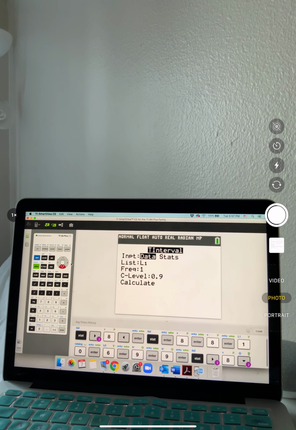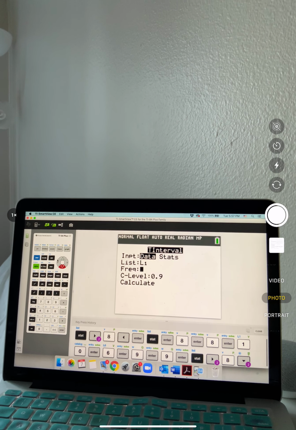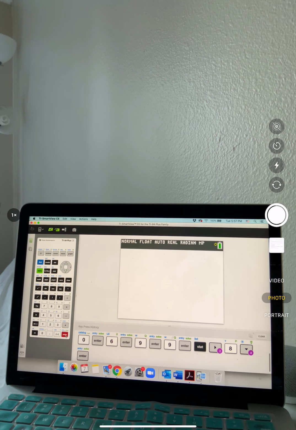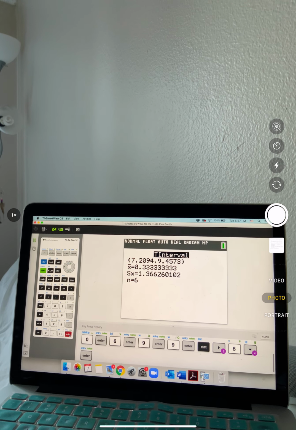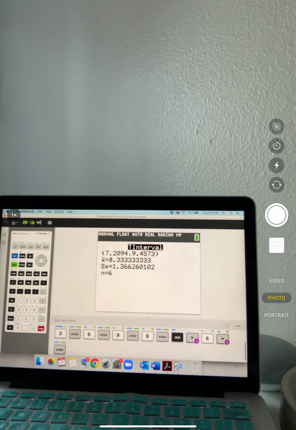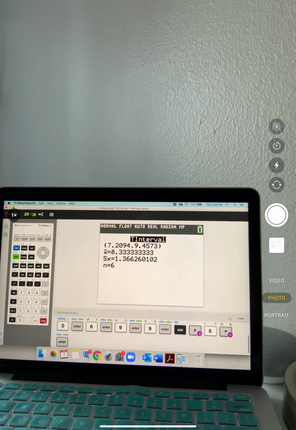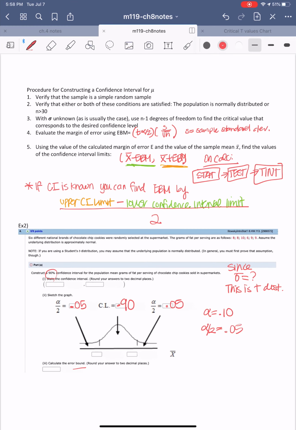If you keep it as 2, you're gonna double the data that you enter. Confidence level, we wanted to build it with the 90%, yes. And then calculate. There's your interval: 7.21 to 9.46, rounded to the 2 decimal place.